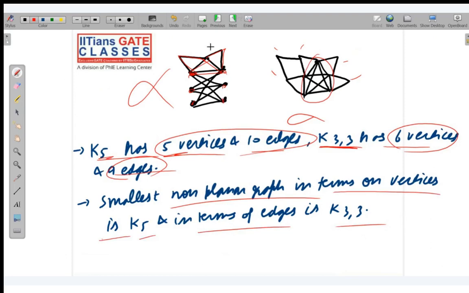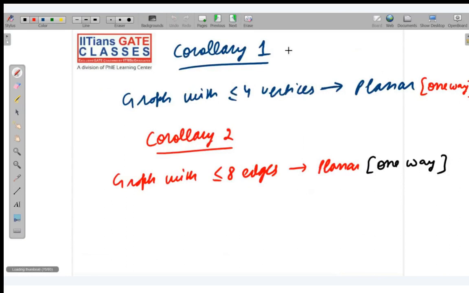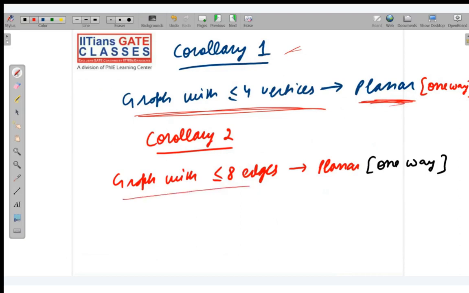Okay, so corollary means some extensions we are doing. The extension is: a graph with less than or equal to 4 vertices is always planar. That is for sure. If a graph has 4 vertices or fewer, it will always be planar, because there is no question of K5 or K33 coming into the picture. Similarly, a graph with less than or equal to 8 edges is always planar, because if a graph has 8 edges, then there is no question of K33 or K5.